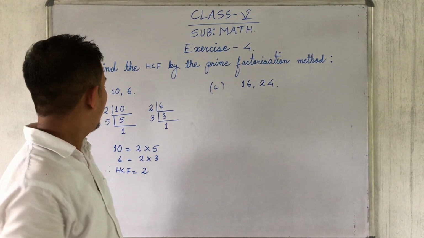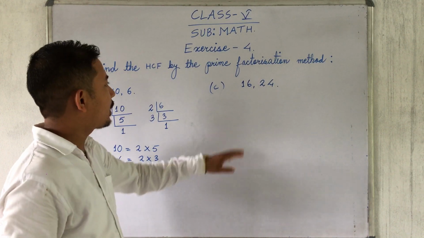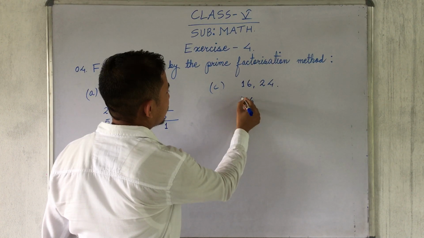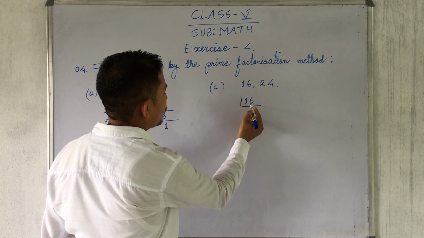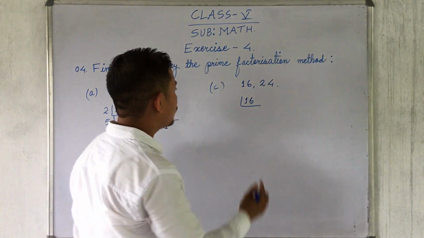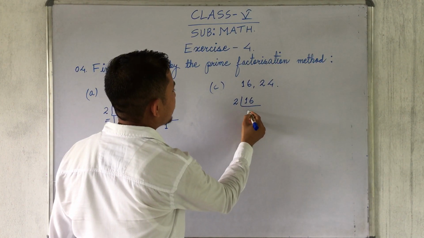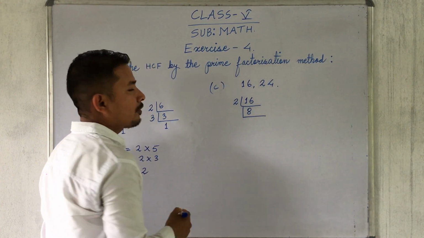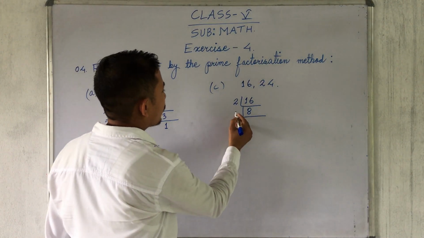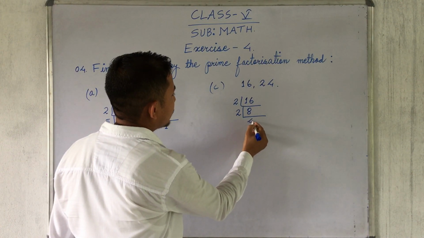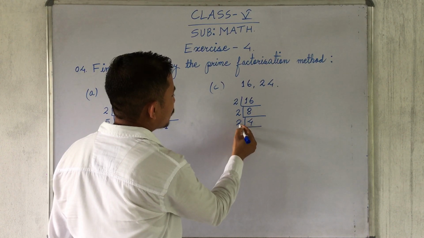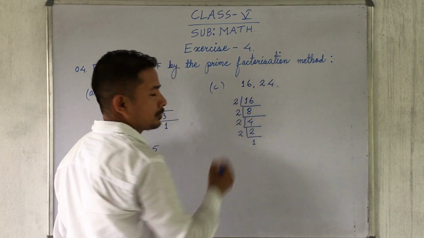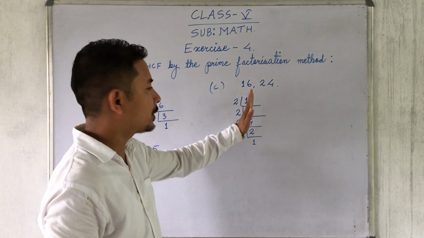Okay. Now, first of all, I am going to find the factors of 16. First of all, we have to divide by 2, because 16 is divisible by 2, right? So how many times? 8 times 2 is 16. Now again, if we see, 8 is divisible by 2 also. So 4 times 2 is 8. In the same way, 2 times 2 is 4. And finally, 1 times 2 is 2. Okay, this way we have to find the factors of 16.